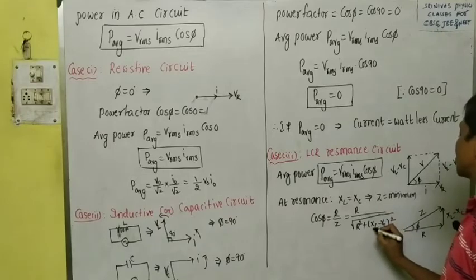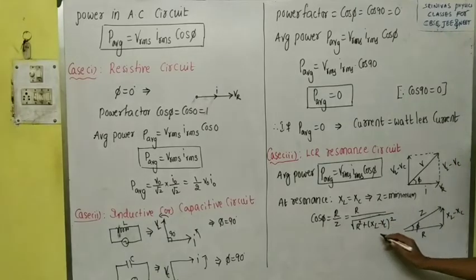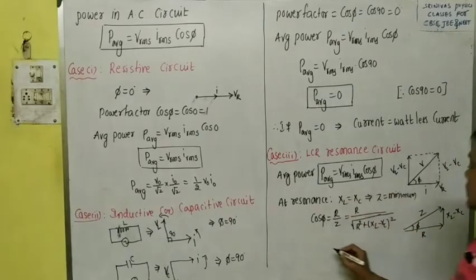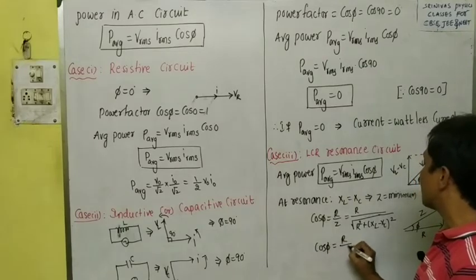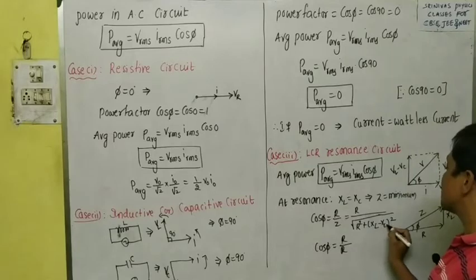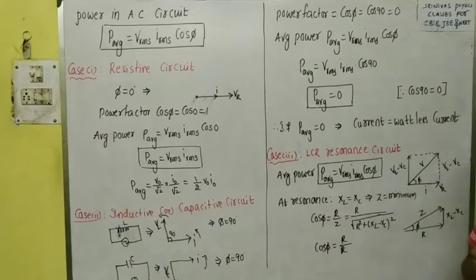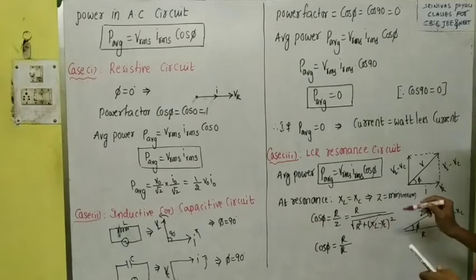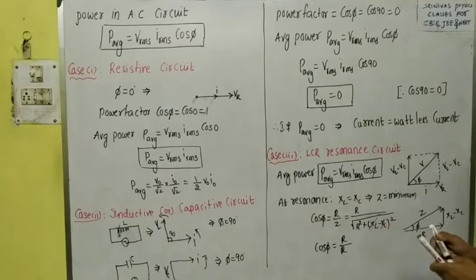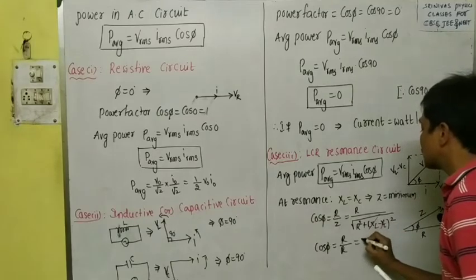If you substitute XL as XC, because both are equal at the resonance, then we will get cos phi as R by R, because XL is equal to XC. They will cancel with each other at the resonance. When they cancel, we will get R in the denominator, then we will get cos phi as 1.